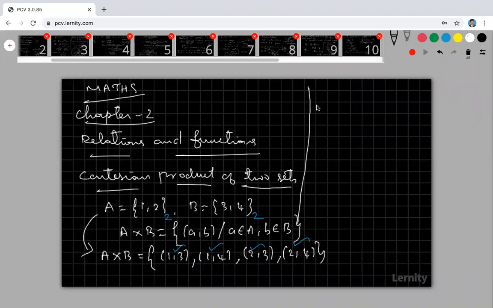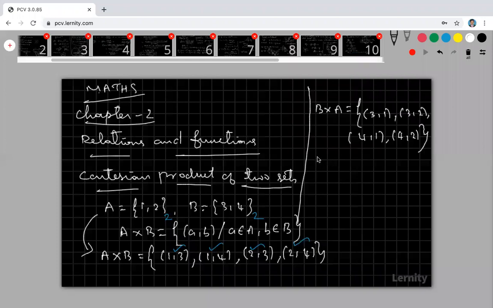Right. Suppose, what about your B cross A? B cross A means we are taking the product from B to A. B to A means your first set is B. So in the ordered pair, the first element should be in B. So we take (3, 1), (3, 2), (4, 1), (4, 2). This is my B cross A. Here also B has 2 elements and A has 2 elements. Therefore B cross A has 2 into 2, 4 elements.